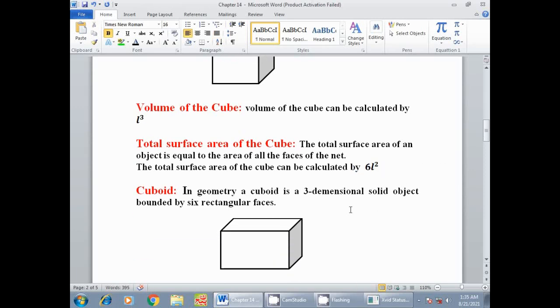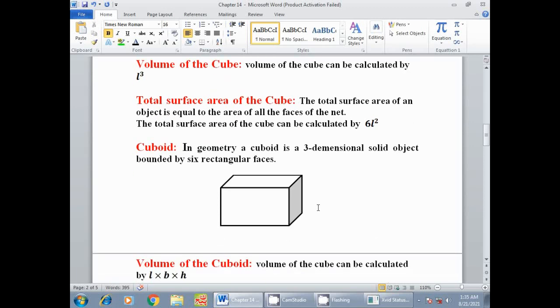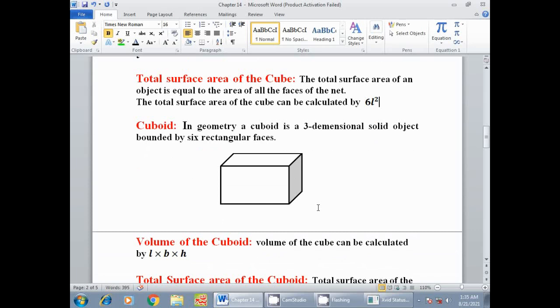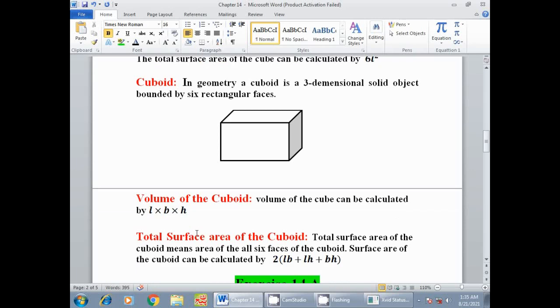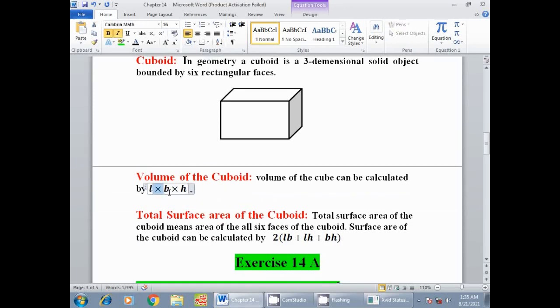Another geometrical shape, cuboid. In geometry, a cuboid is a three-dimensional solid object bounded by 6 rectangular faces. Volume of the cuboid can be calculated by length multiplied by breadth multiplied by height. Now, these 3 quantities are basically the 3 dimensions of the solid object required for volume. First dimension, length. Second dimension, breadth. And third dimension is height. Their product represents the total volume of the cuboid.